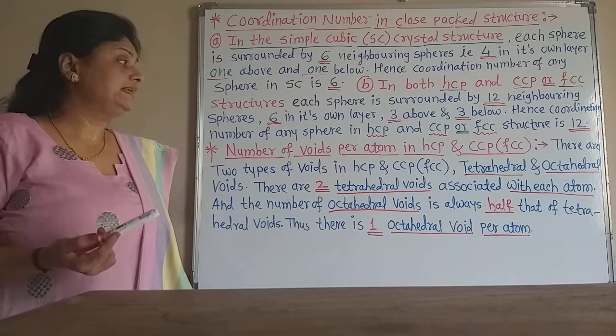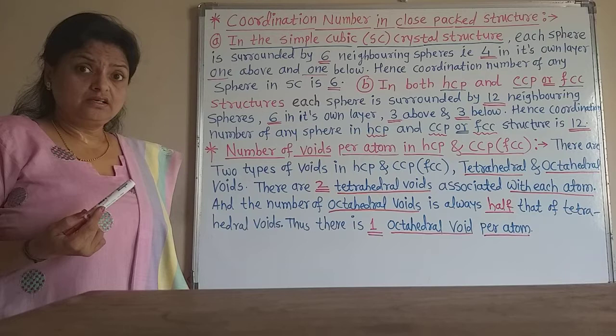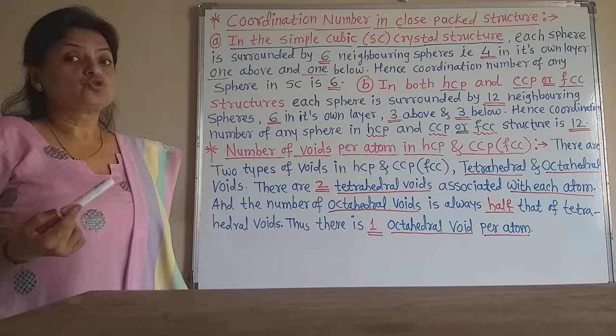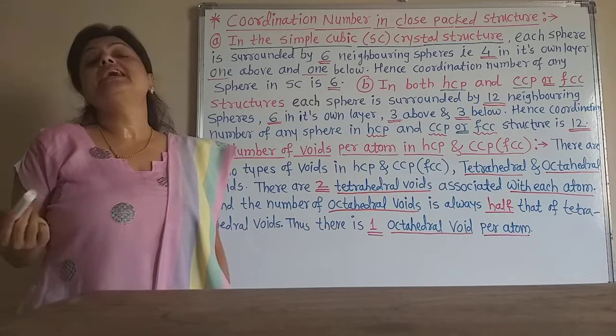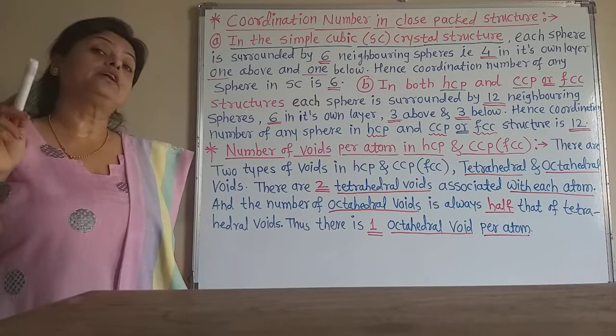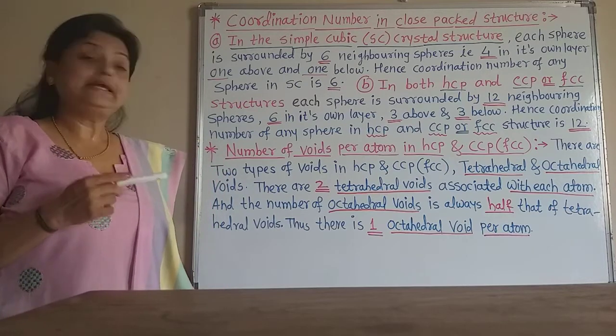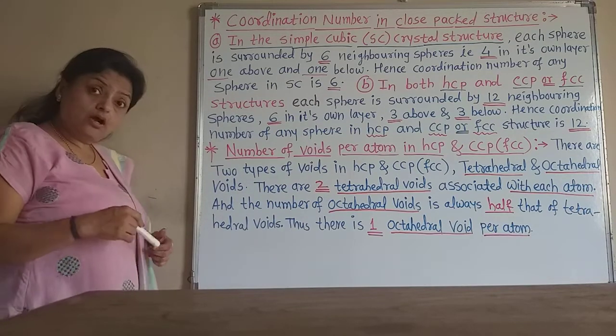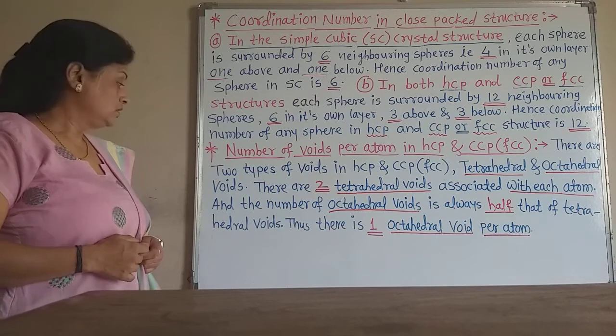But we know that in the FCC, there are how many atoms? That is 4 atoms. So 4 multiplied by 2, that is 8 tetrahedral voids, are present in FCC. And how many octahedral voids?